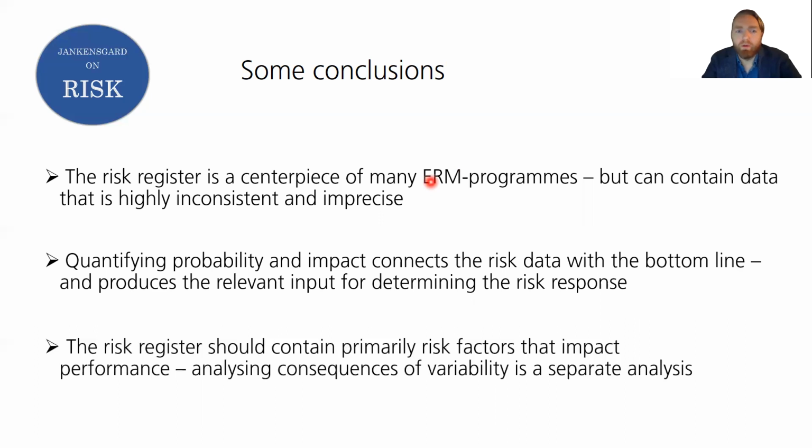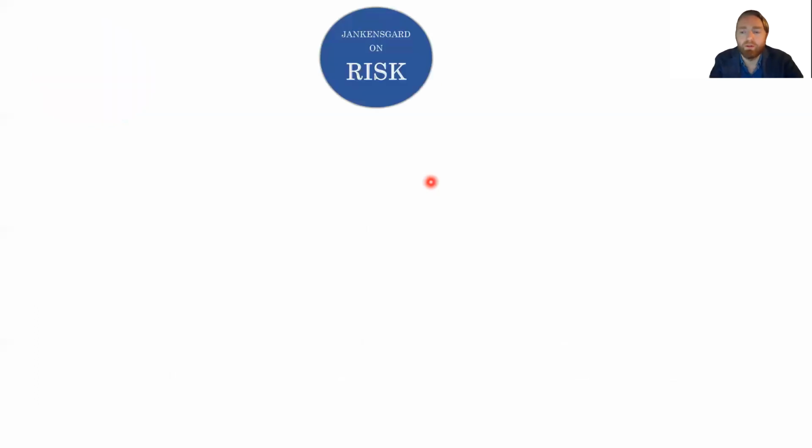And we have concluded that the risk register should contain primarily risk factors that impact corporate performance. We save the consequences of variability for later. We prefer not to mix them up in the register. That's a separate analysis that we conduct later in the risk management process. All right, those were the conclusions.